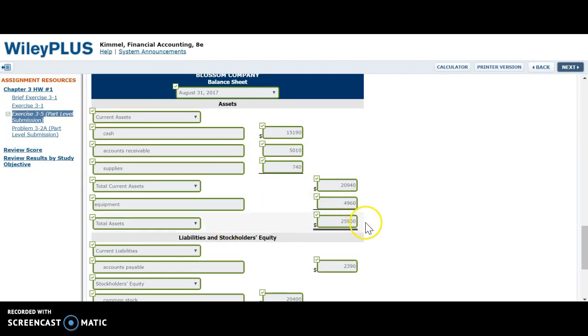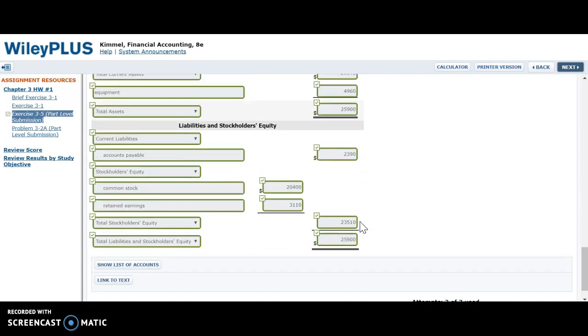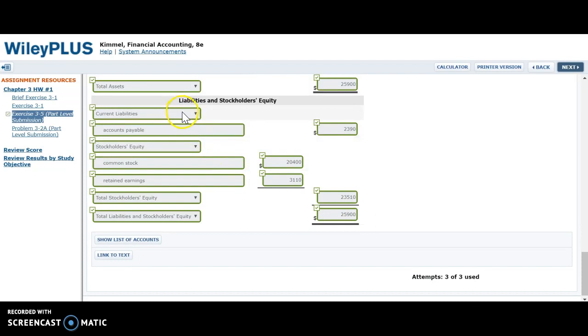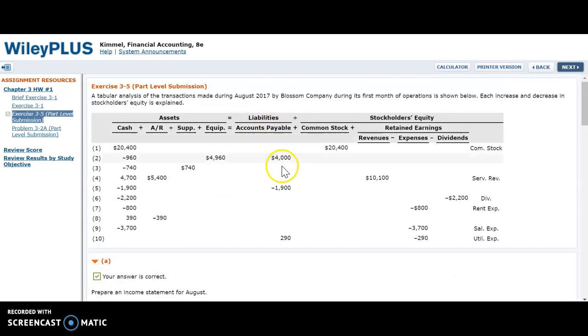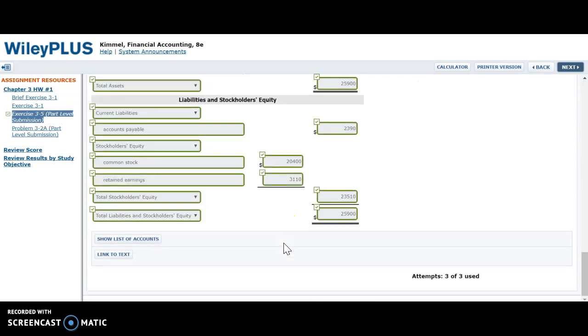For total assets, we're going to add $20,940 plus $4,960 for a grand total of $25,900. Next is liabilities and stockholders' equity. Start with current liabilities. There's one spot here, and we found accounts payable. So we take $4,000, subtract $1,900, subtract $290 for a balance of $2,390.